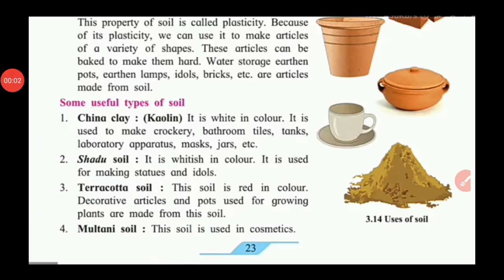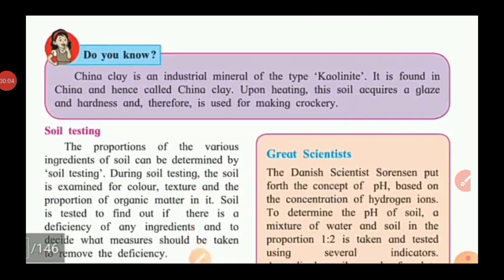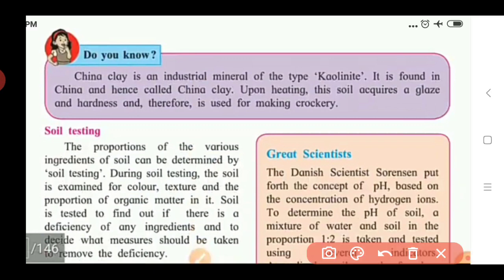So here we see the next point, that is the box. Do you know China clay is an industrial mineral of the type kaolinite. It is found in China and hence called China clay. See here which mineral is present in a large amount in that type of China clay, that is the kaolinite. Kaolinite is the mineral which is present in that clay. So it has industrial use and such type of soil is found in China. So it is called China clay.